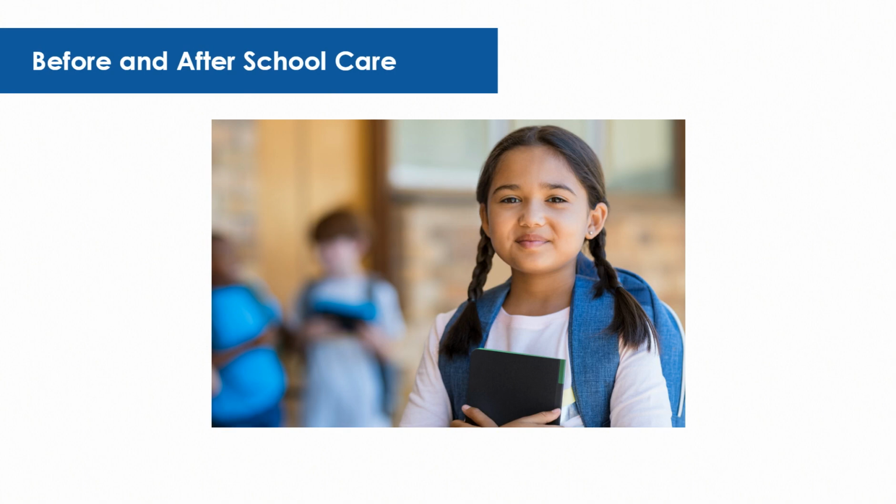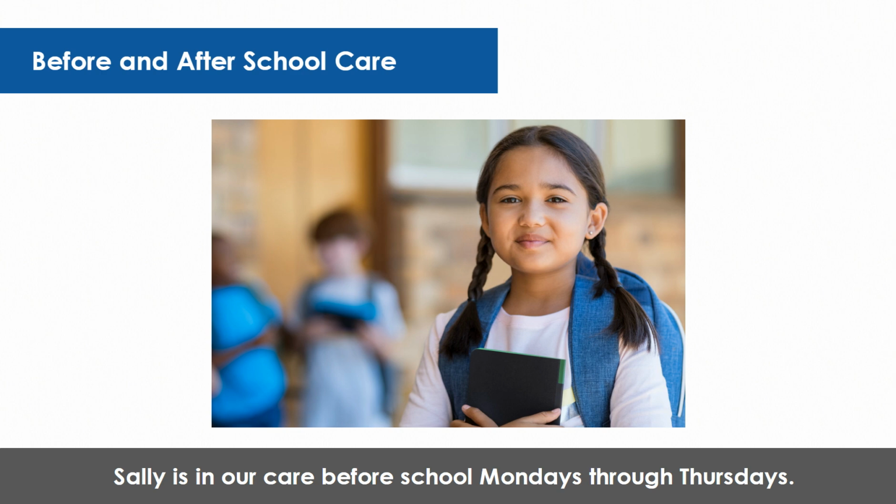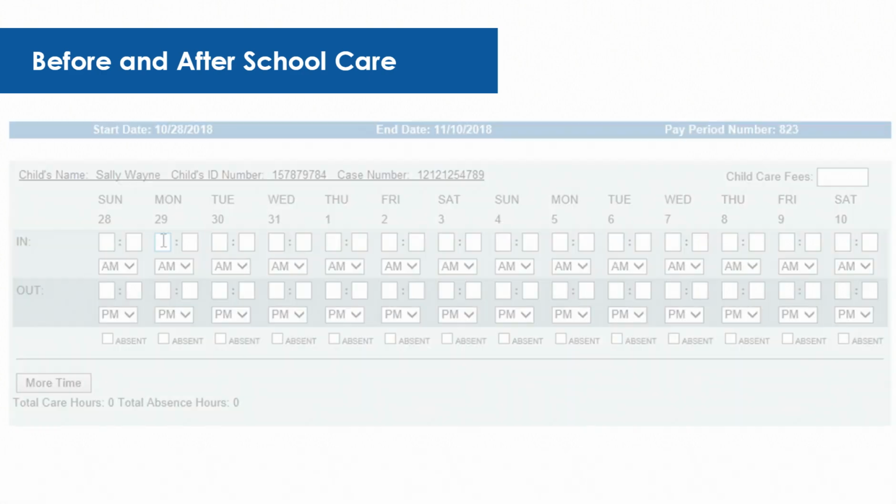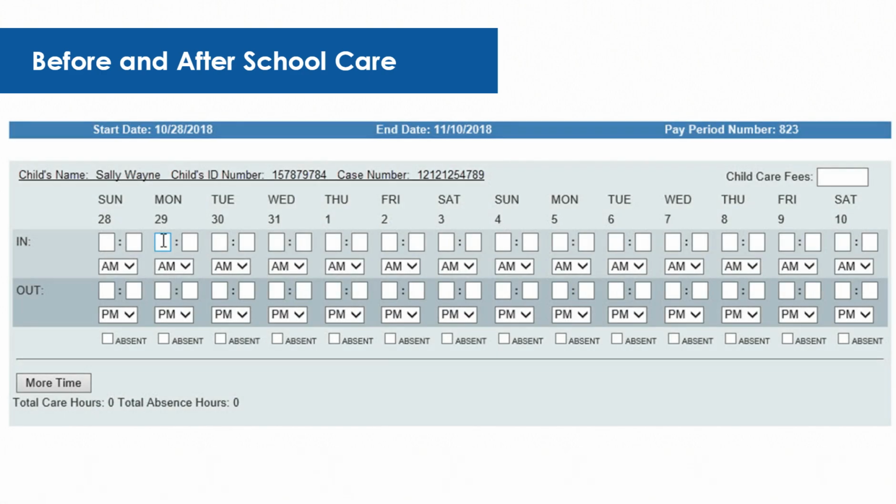Now that we've covered how to enter care hours in iBilling, let's go through an example of how to bill for before and after school care. Sally is normally in our care before school Mondays through Thursdays from around 6:15 a.m. until 7:40 a.m. when she goes to school. For this example, our time and attendance records show Sally began care Monday morning at 6:16 a.m. Let's enter that as Sally's in time now.